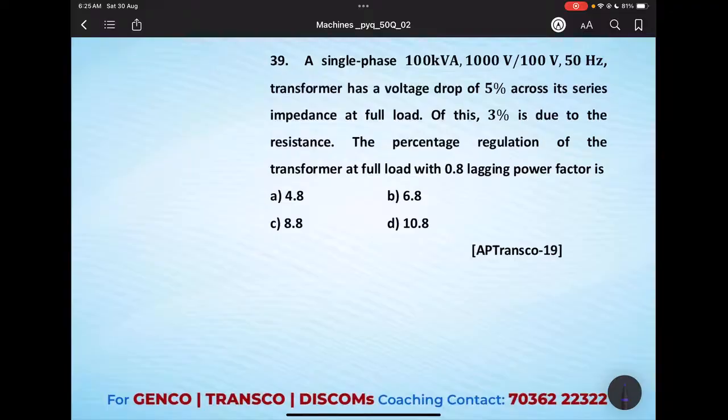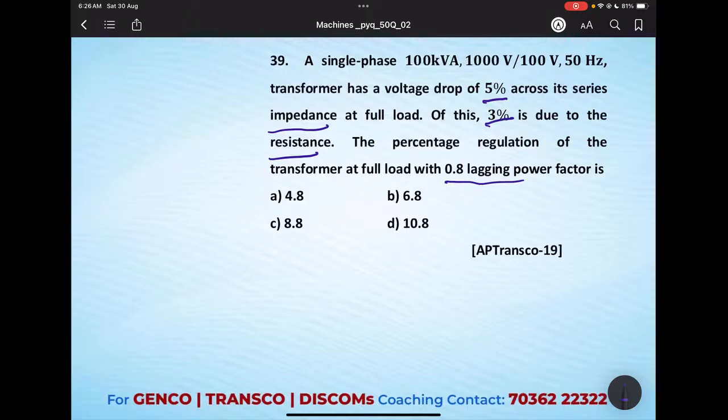The question is given about a single phase 100 kVA, 1000 volt by 100 volt, 50 Hz transformer that has a voltage drop of 5% across its series impedance at full load. Out of this 5% impedance drop, 3% is due to resistance. Find the percentage regulation of the transformer at full load for a 0.8 power factor lagging.